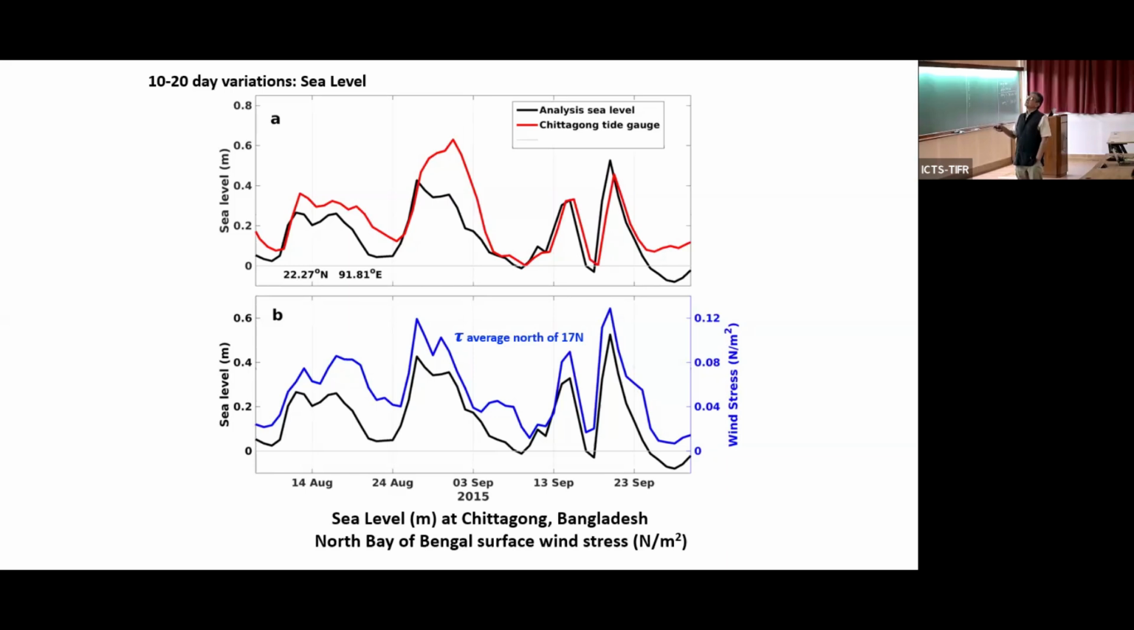Three times the tide gauge shows these pulses of high sea level. That's 0 and that's 0.6 meters. These are not storm surges. These are not tides. It's just the monsoon winds increasing and falling that gives rise to this nice signal at the Chittagong tide gauge. That's the wind stress averaged north of 17 degrees north in the Bay of Bengal, and that's the Chittagong tide gauge data. You see these 2 pulses. For example, this one, the sea level has risen about half a meter in 3 or 4 days.